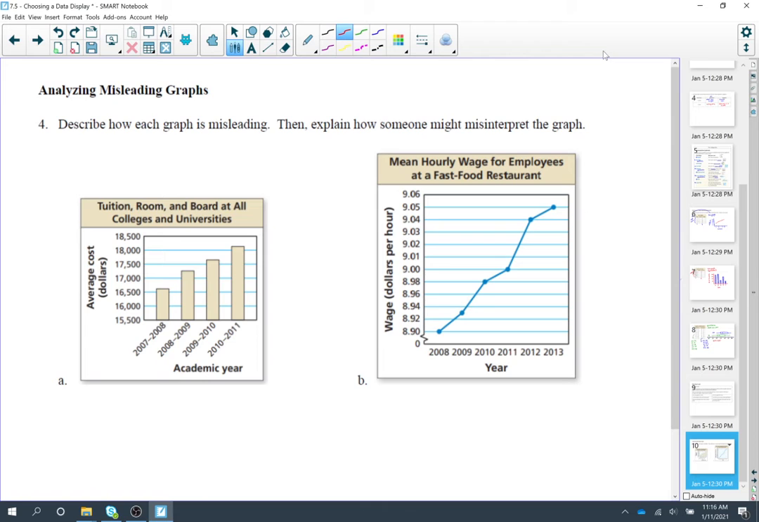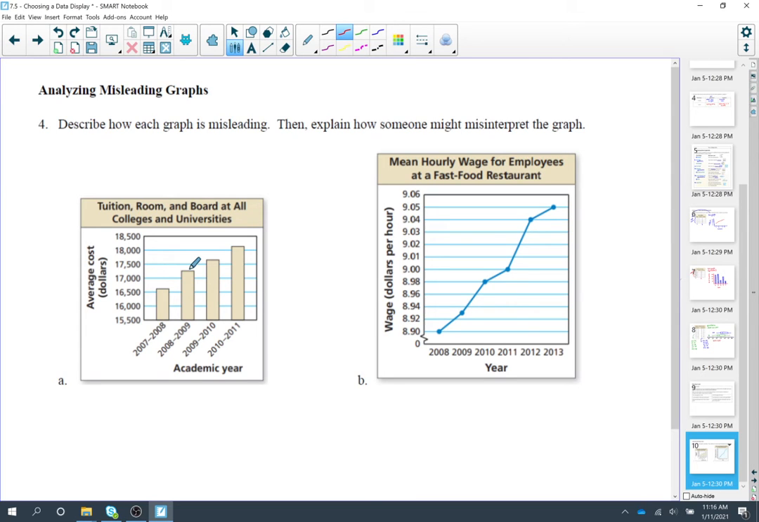So it looks to me like between 2007 and 2008, a student would pay a little more than $16,500 to go to college, versus in 2008 to 2009, they would pay, it looks like, between $17,000 and $17,500 to go to college, etc. Now, why is this graph misleading?